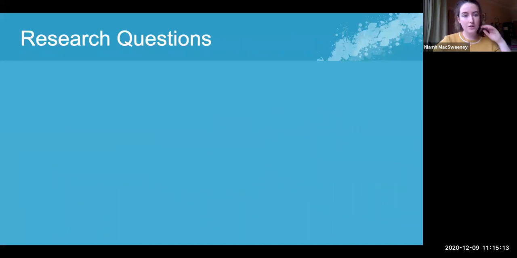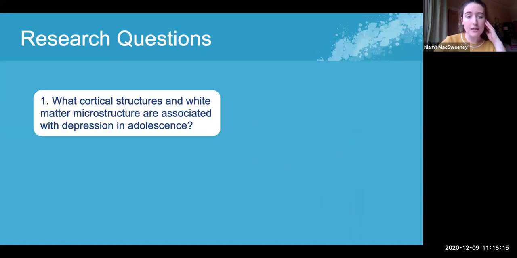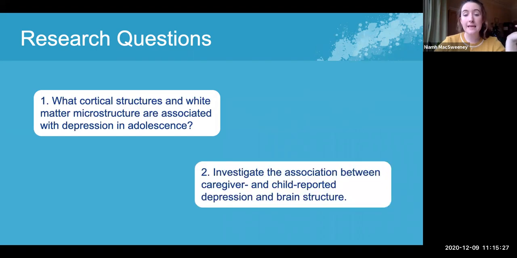So this leads me on to our research question. Our primary research question was to investigate what cortical structures and white matter microstructure are associated with depression in adolescents. And then also, given the discrepancy in caregiver and child report, we also wanted to look at the association between this reported discrepancy and brain structural associations.